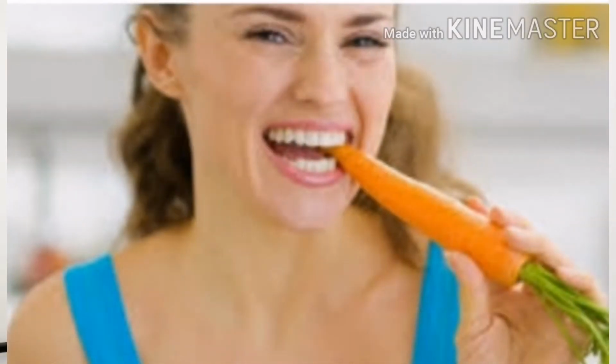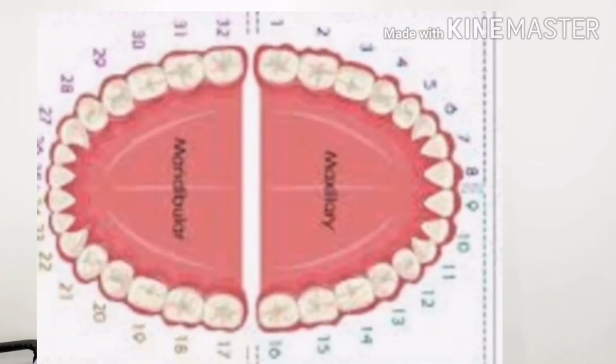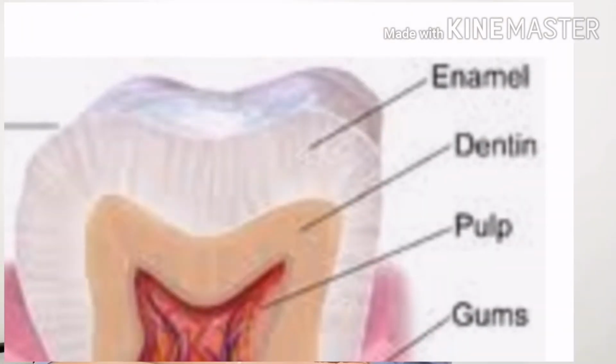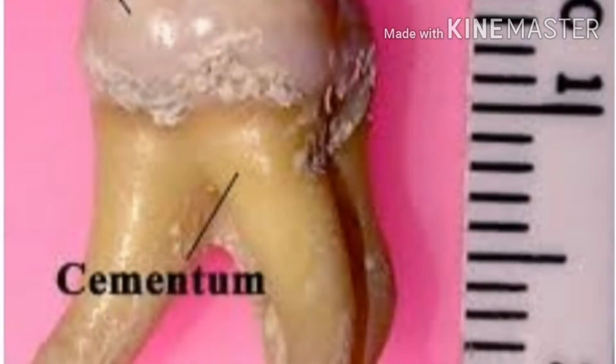What is dental anatomy? Teeth are the hardest substance in the human body, and they are essential for the face shape and for chewing. A normal adult oral cavity has 32 teeth. Each tooth has 5 layers. The first layer is enamel, the second is dentin, the third is pulp, the fourth is cementum, and the fifth one is periodontal ligaments.